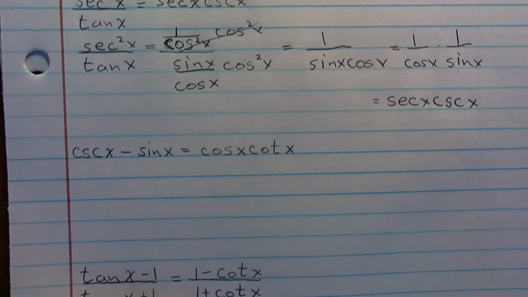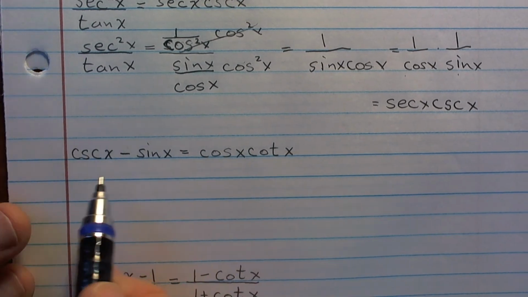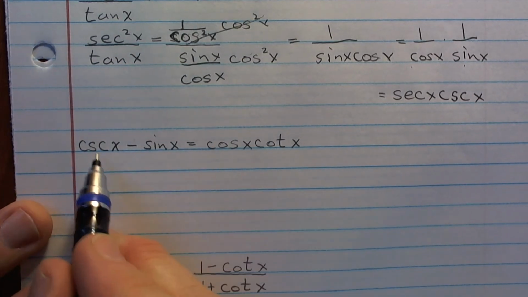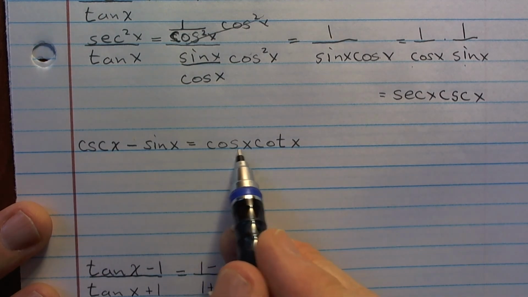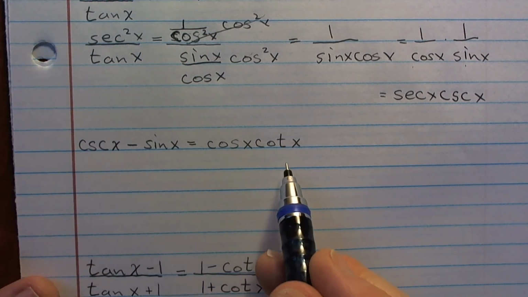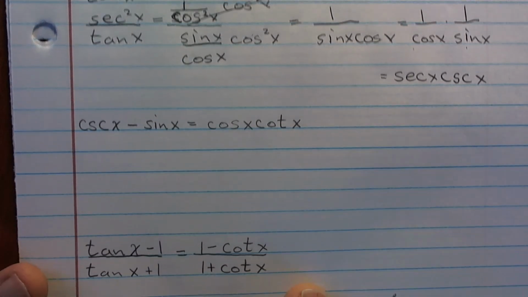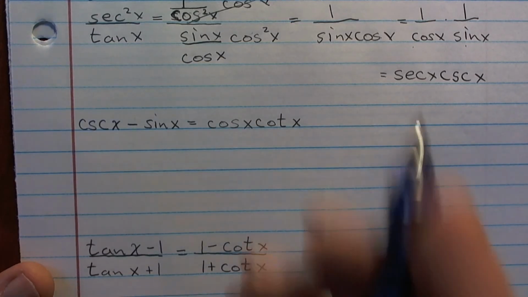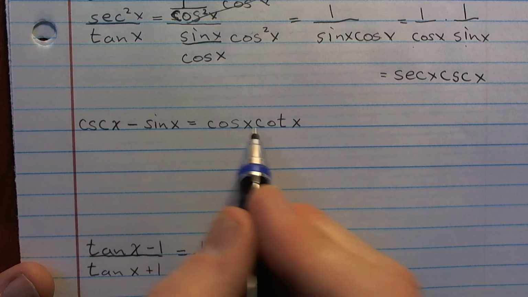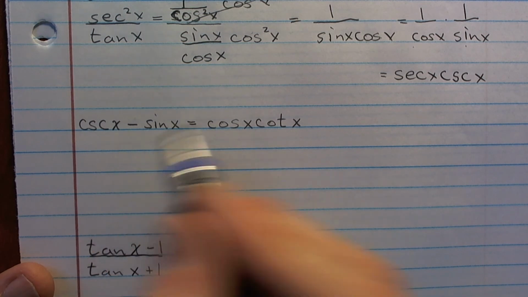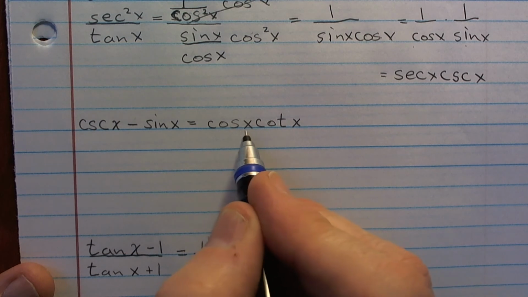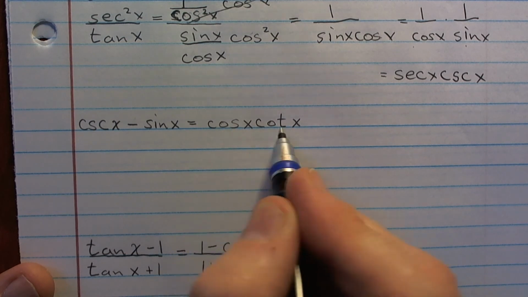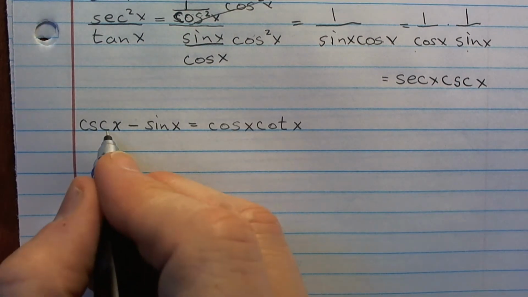Okay, now we move on to another one here. We've got cosecant x minus sine x, and we want to show that it's equal to cosine x cotangent x. There are different approaches you could take. You just need to pick one side and work with it here. I think what I'll do on this one, maybe I will pick this side this time. And I want to show it's equal to this.